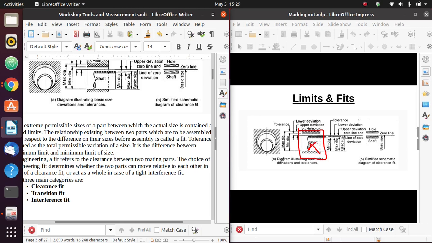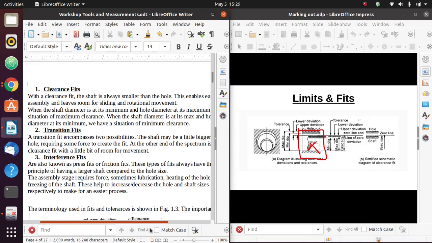Now, when we talk about fits, I will use these terminologies. I have written them in your notes. When we talk about lower deviation, upper deviation, maximum diameter, minimum diameter, I have written them in the notes that I sent on Google Classroom, so you can go read them and write them as well so that you can identify. But I will mention a little.